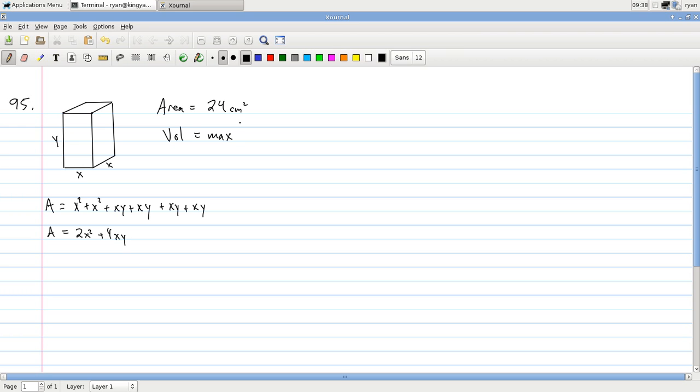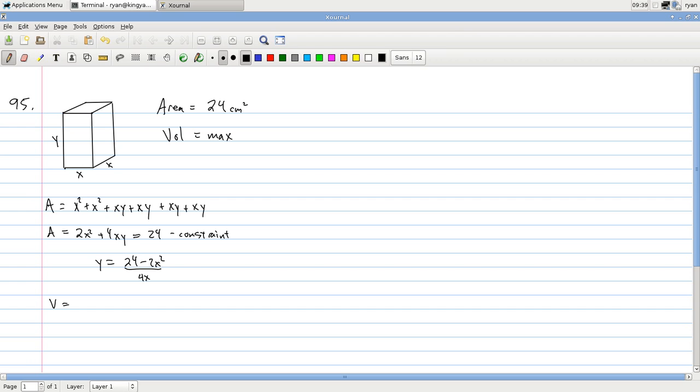Now since this area is equal to 24 square centimeters, we set this equal to 24. And this is our constraint equation. This is the equation that's fixed. So what we do is we solve the constraint equation for y, which gives us 24 minus 2x squared over 4x. We also have a formula for volume, that is the function we're trying to maximize.